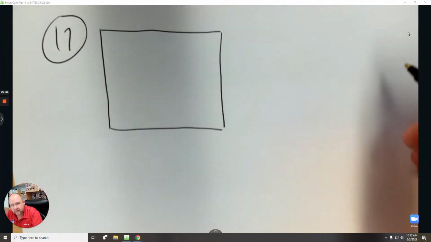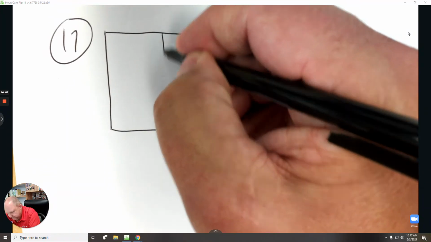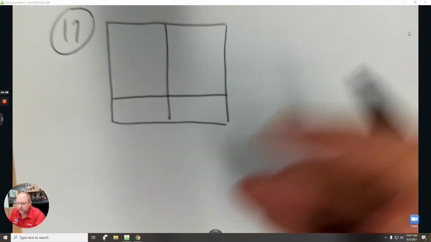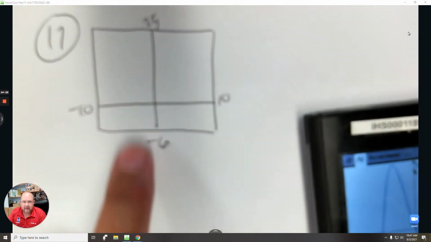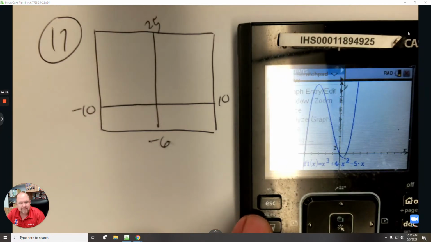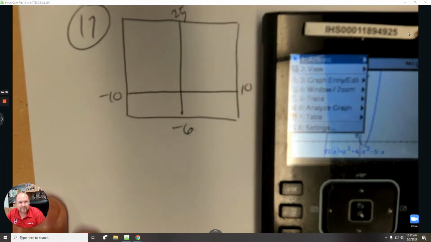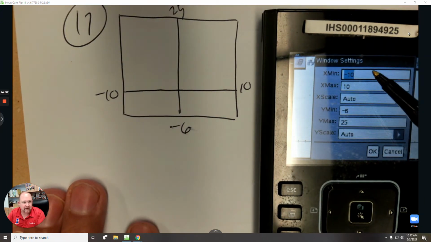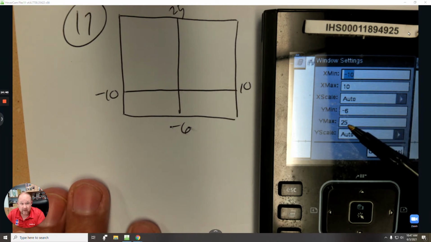So I'm going to draw a box. And try to match what I see. So the maximum up here was 25, and down here was -6. This was -10 to +10. So if you forgot these, remember you can go to the window settings. So you can go menu, window, and the window settings, and you can see those are the numbers I'm writing down. So -10 to +10, -6 to +25.